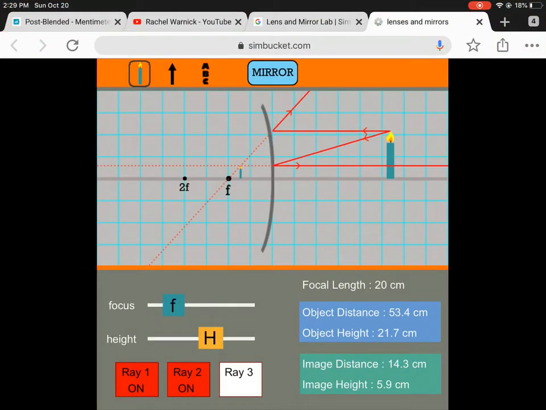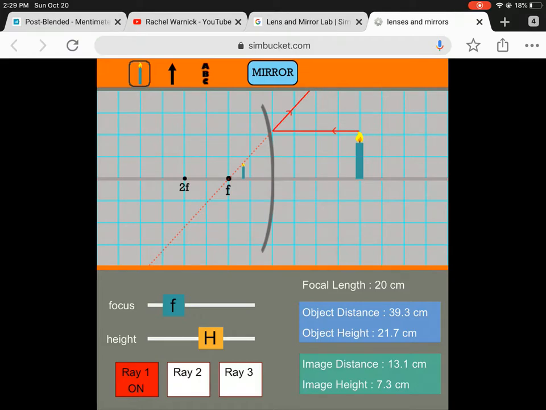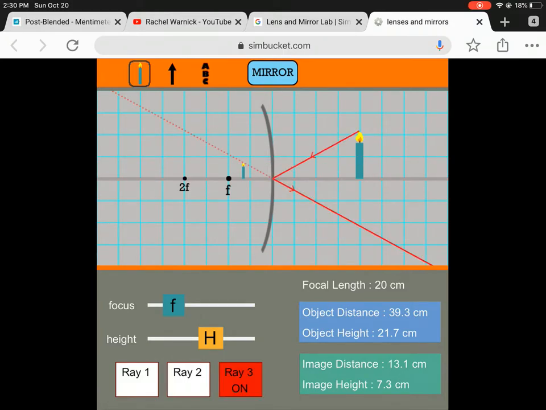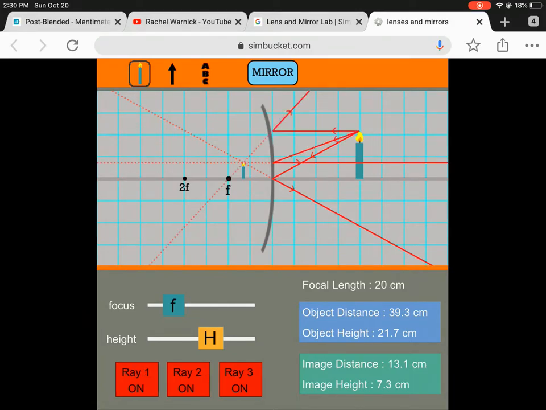Again, play around with the simulation to see. So ray 1, parallel through the focal point. Ray 2, pretending like it's going through the focal point, but reflects parallel when it hits the mirror. Ray 3 is just that center and back, and we only trace the reflected rays. They all intersect at that one spot.